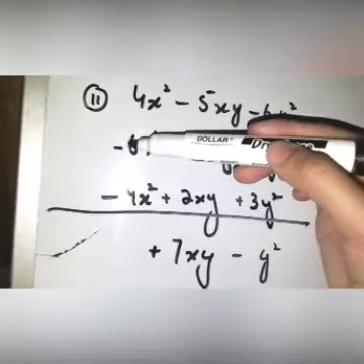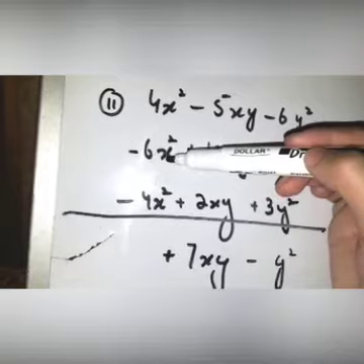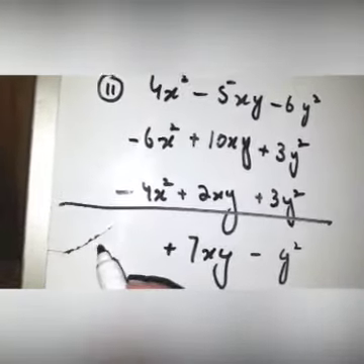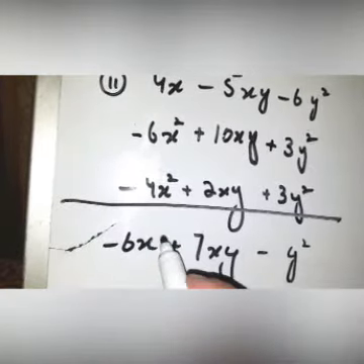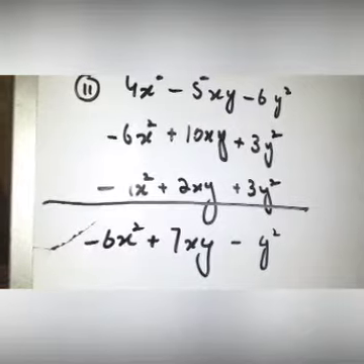Now here plus minus minus, the answer will be minus 2x square, minus minus plus, and the answer will be minus 6x square. That is the answer of question 11.